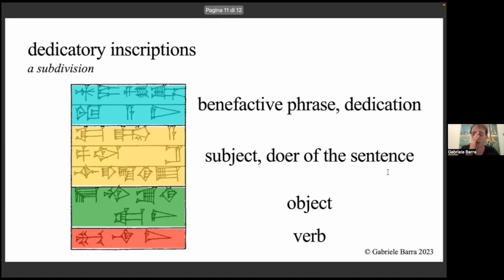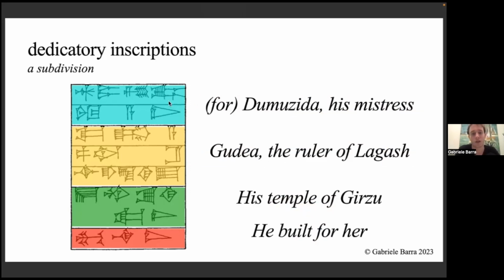So I included it once again, the structure of a dedicatory inscription. They start with the benefactive phrase, so the real dedication: to what god, to what deity, to whom is the construction addressed and built, carried out in the name of. Then you have the subject, the logical subject, the doer, the agent, then the object, and then the verb. All right. So in this case, that's what the tablet says.